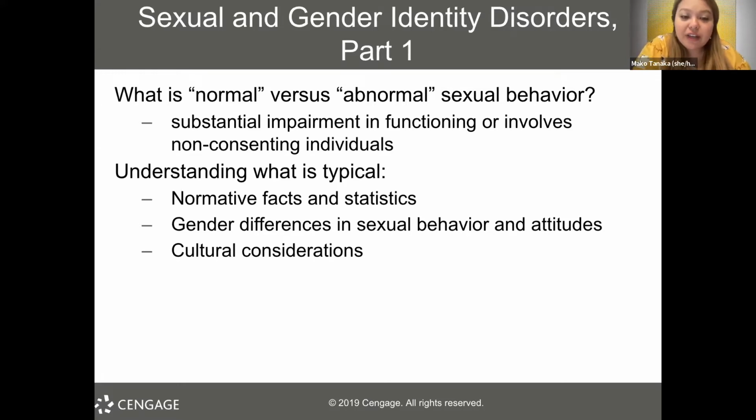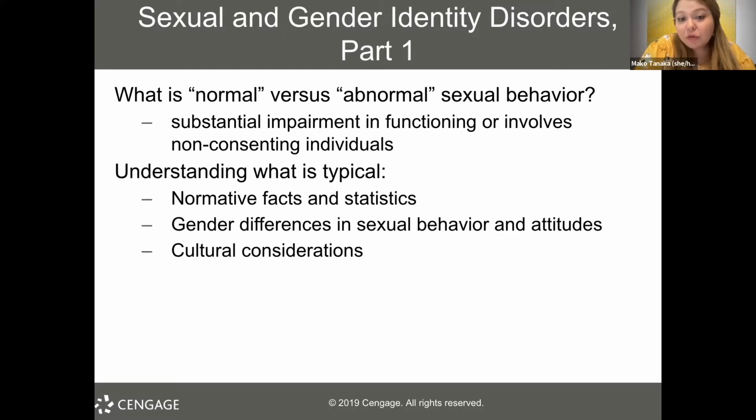Currently, the criteria for what is considered abnormal is things like it involves a substantial impairment in functioning. So it really impacts a person's ability to function, or it's really distressing to an individual, or it could involve non-consenting individuals like children. And we also understand a lot about sexual behavior by studying what's typical.